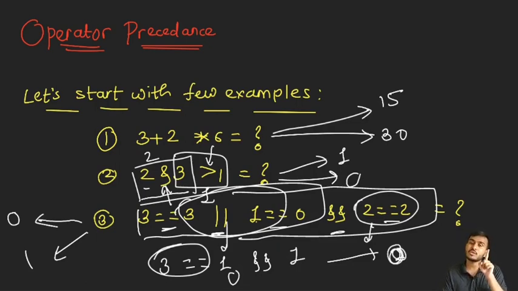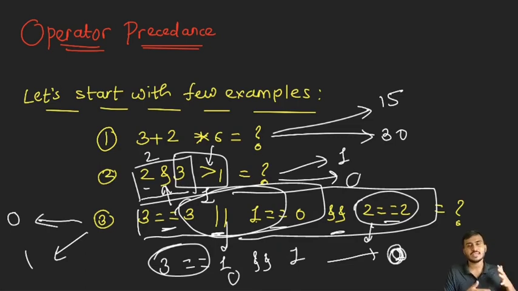What will be the answer of 3 greater than 1? It is going to be 1. And then 2 AND 1, what is the answer? It is going to be 0. So the correct answer of this sub expression is 0. Similarly, what is the correct answer of the first sub expression? It is 15, because 2 into 6 is evaluated first, since multiplication has more precedence as compared to plus.